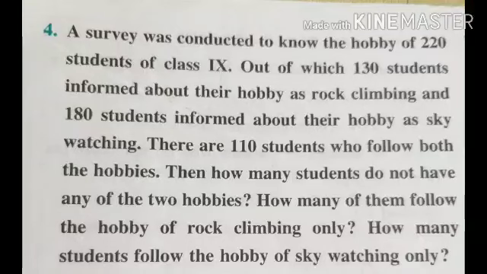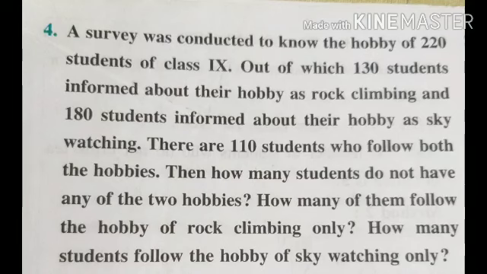Now, question number 4. A survey was conducted to know the hobby of 220 students of class 9th. Here, the total strength of the particular 9th standard is given, so it is a universal set. Out of which 130 students inform their hobby is rock climbing. It means n(A) = 130.